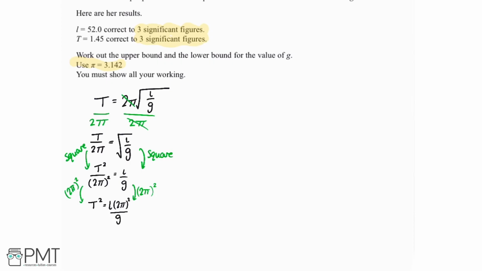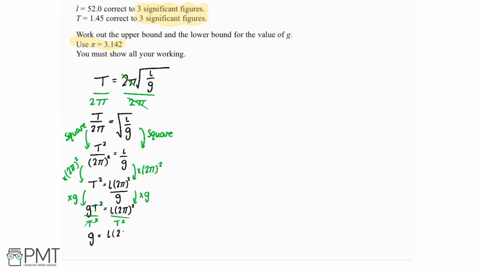So now we're almost there. I'm going to multiply both sides by g. So that gives us g multiplied by t squared equals L 2 pi squared. Now lastly, let's divide both sides by t squared. The t squared here and the t squared here cancel, leaving us with g on the left-hand side, which is what we want, and L 2 pi squared over t squared on the right-hand side. So now this is what we want to work out the upper and lower bound of.